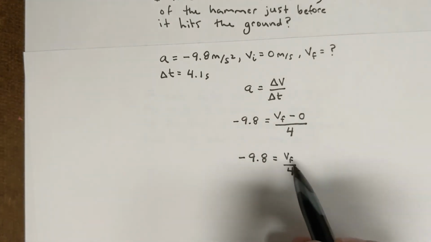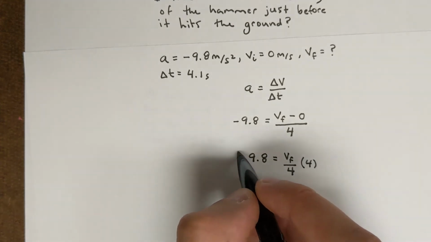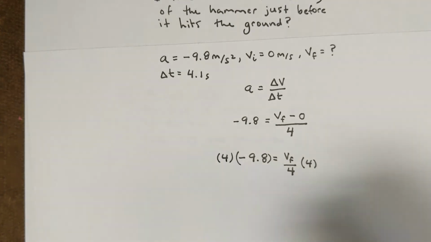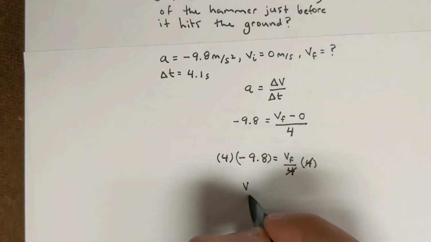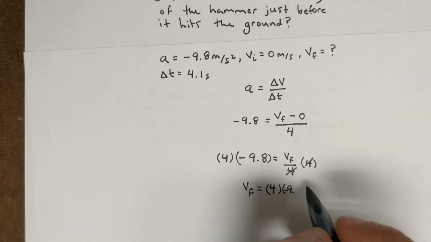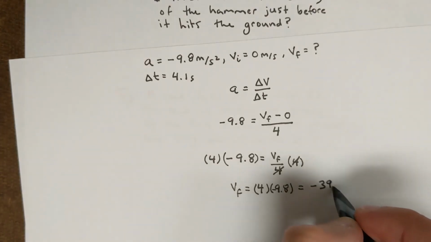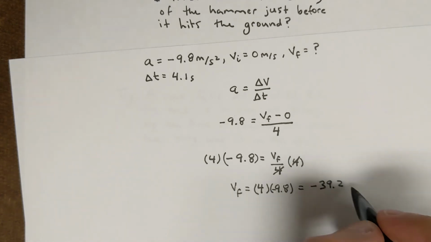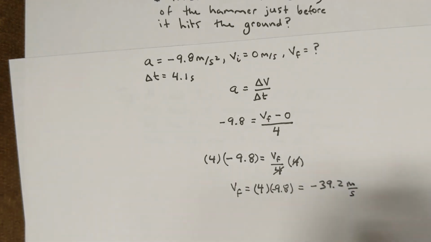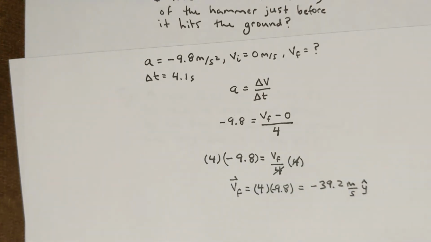In order to get v final by itself, we need to move 4 over to the other side. We're going to do this by multiplying because right now it's dividing v final. So to undo that division, we're going to multiply 4 on both sides. So our 4's cancel, and we're left with v final is equal to 4 times negative 9.8, which is going to be equal to negative 39.2. The units for velocity are meters per second, and the direction of the velocity is in the y direction. Okay, so that's our final answer.